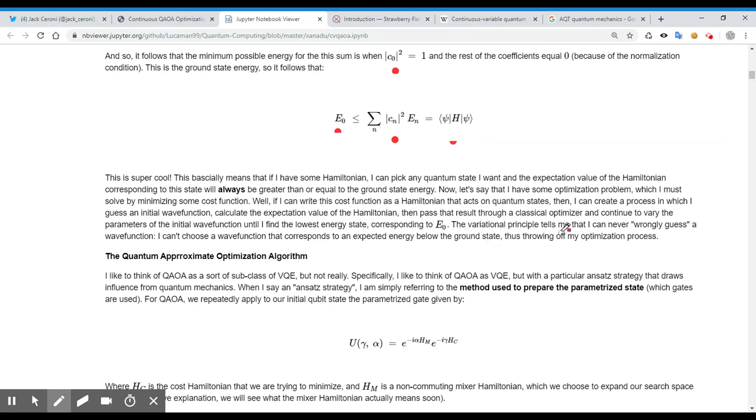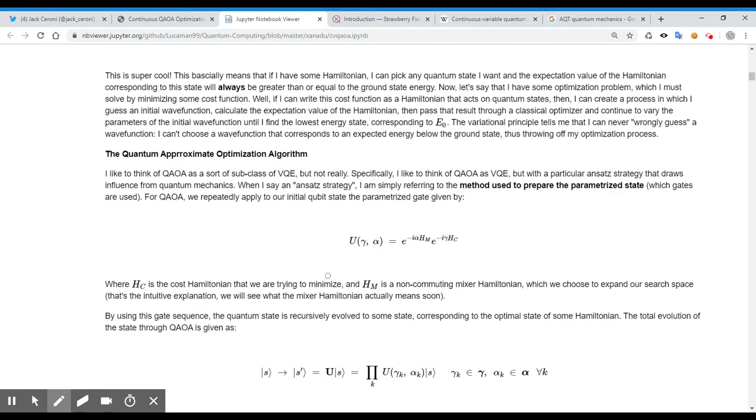The variational principle tells me that I can never wrongly guess a wave function. Like, you can't choose a wave function that corresponds to an expected energy below the ground state, throwing off my optimization process. So you can't get it wrong. You can't get it that wrong. You can still be far off the actual optimal or the ground state, but you cannot get it wrong like past that ground state.